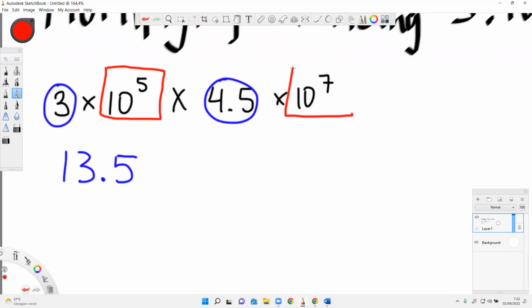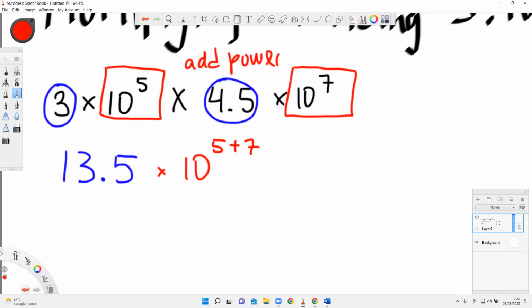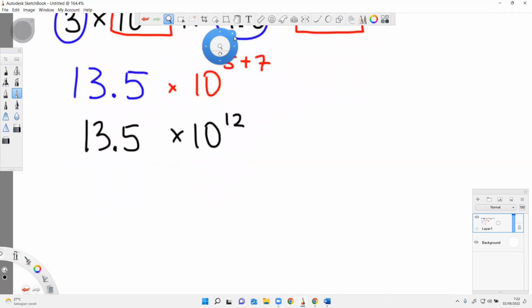10 power 5 and 10 power 7. So in this case, look, every sentence and every word is important. Listen, the power 5 and the power 7 are supposed to be added. 5 plus 7. I do it slowly. Get it? So if you multiply the numbers, you add the power. Remember, multiply, you add the power. Then division, you subtract the power, but we do it later. So 13.5 times 10 power 12.